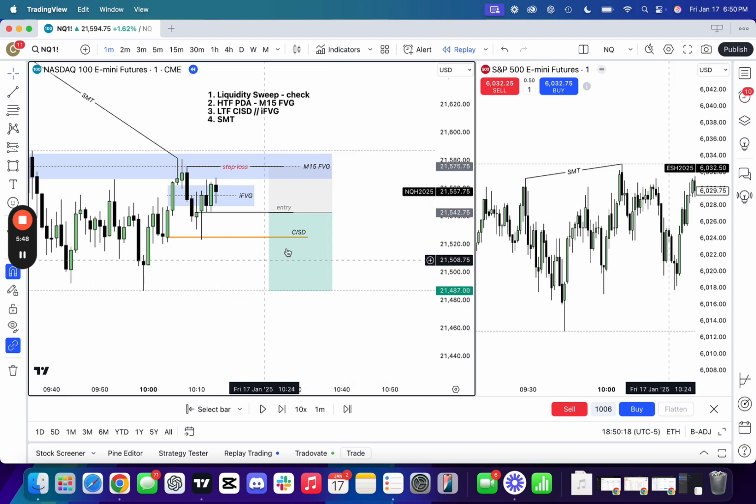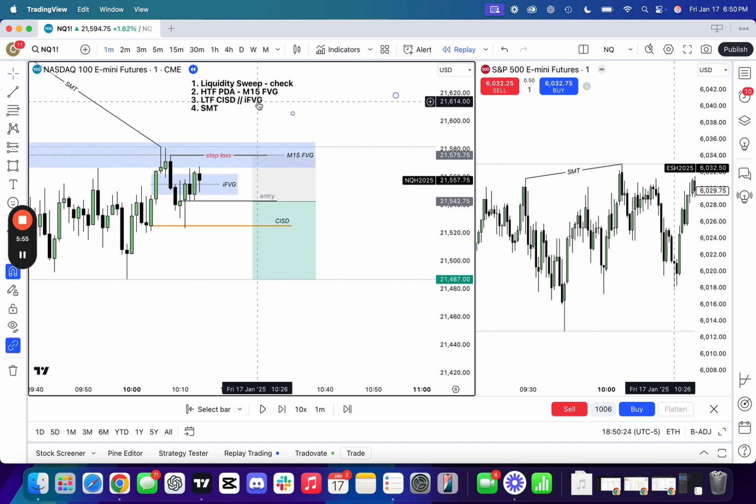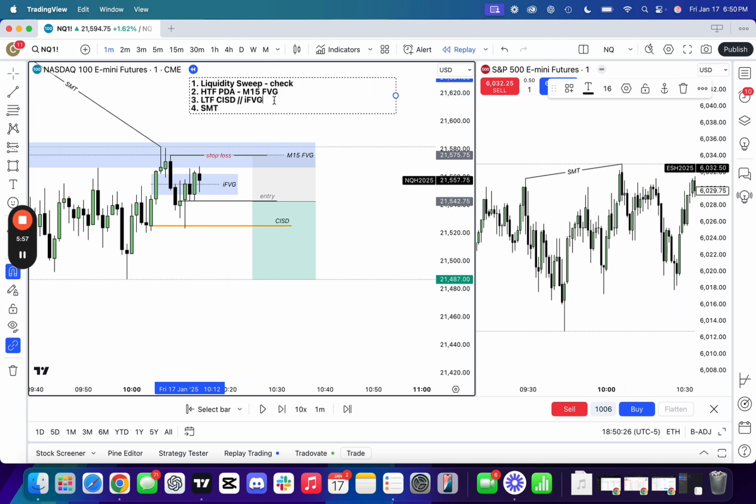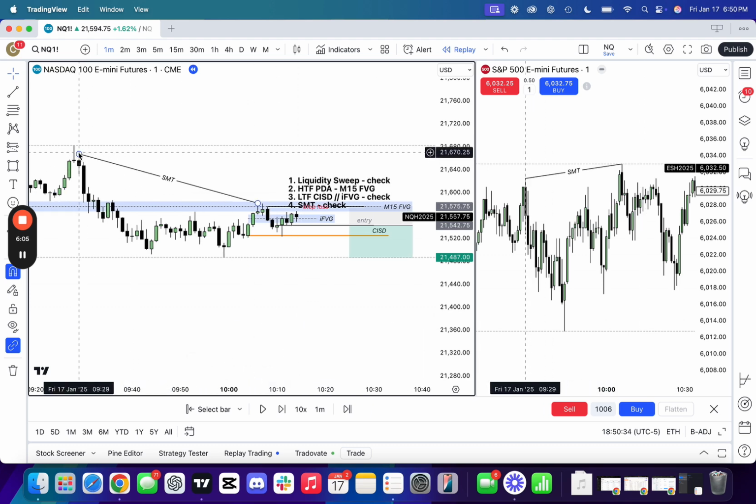So how did this play out, and how did I use the change in state of delivery to help my trade go through? So what I did was, let me just write check here. Check. And then SMT, check. I didn't say this, but you can see this internal SMT right here with ES. NASDAQ made a lower high. ES made a higher high. Yes, these are the same candles.